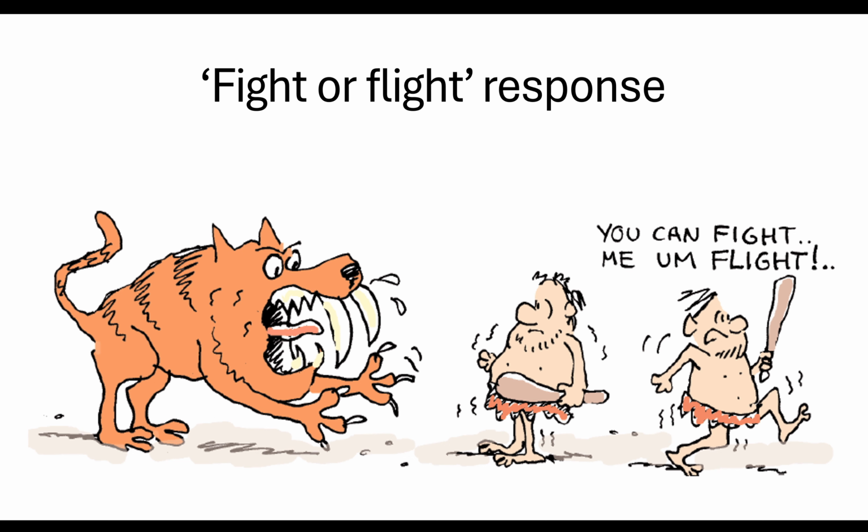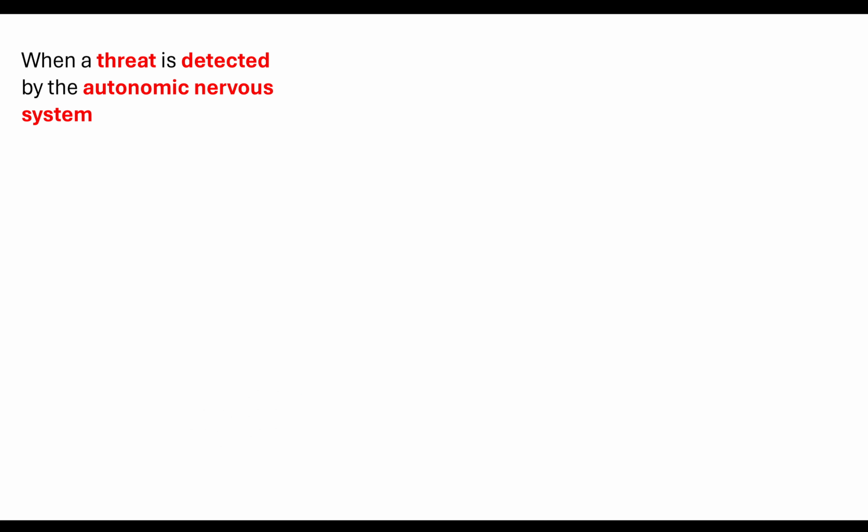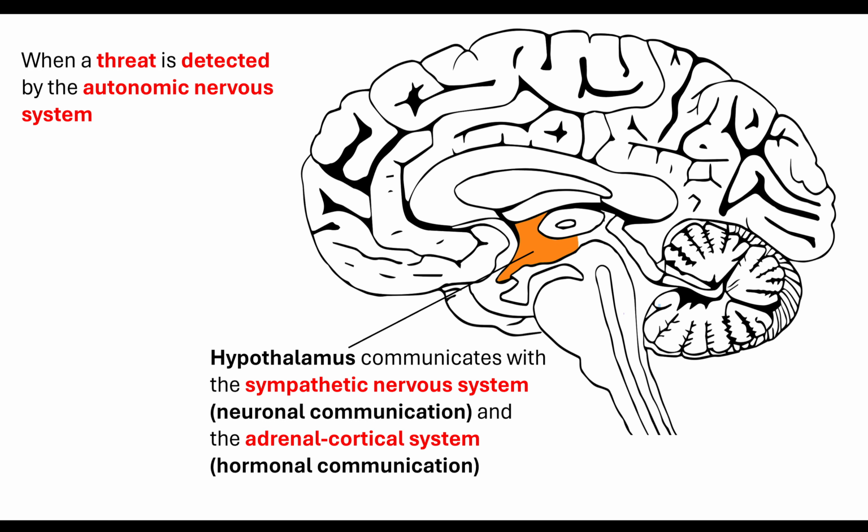So what's actually happening to cause this? Well, when there's a threat that's been detected by your autonomic nervous system, what's going to happen is that your hypothalamus is going to communicate with two systems. It's going to communicate with your sympathetic nervous system, neuronal communication, and is going to communicate with the adrenal cortical system, the hormonal communication.